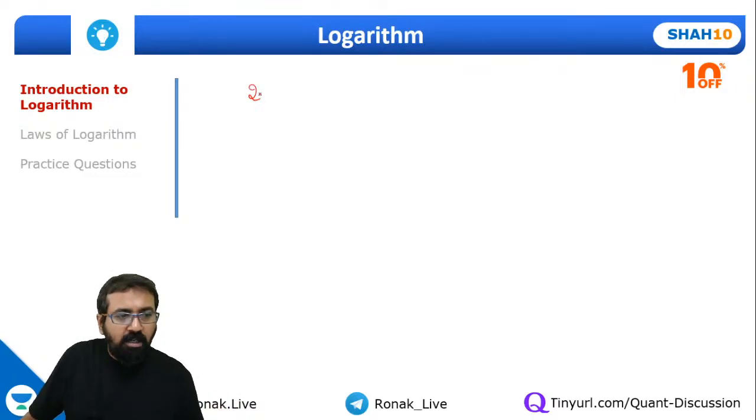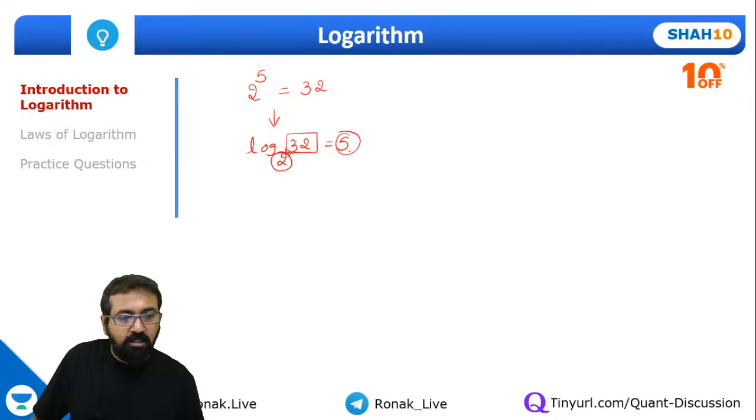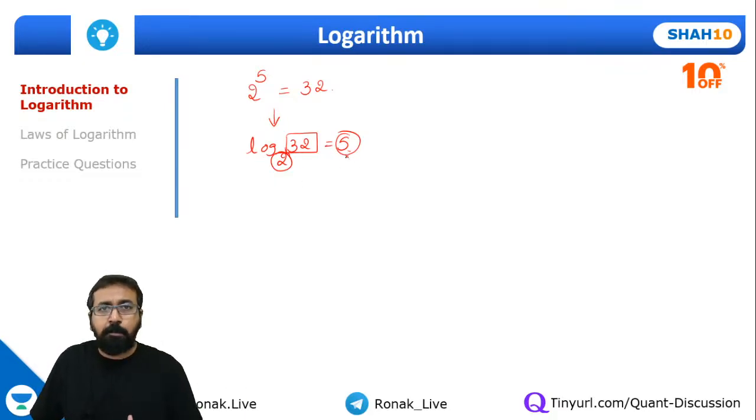In a simple way, if I want to explain, all of you know that 2 raised to 5 is 32, right? So in the log form, if you want to represent this, you can write log of 32 with base 2, this will be 5, as simple as that. So if you raise this base to this power, you will get this as the result. So 2 raised to 5 is 32, so log of 32 with base 2 will be 5. So this is how we represent a number in the log form.